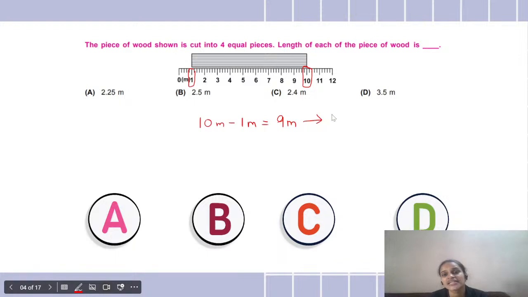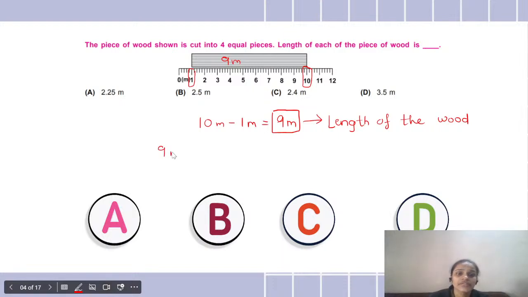So this is the length of the wood. Okay. So this is the total length of the wood. This is the complete length of my wood. This is 9 meters complete. Okay. Now I have to divide it into 4 pieces, 4 equal pieces. So I will divide 9 by 4. 9 meter divided by 4.